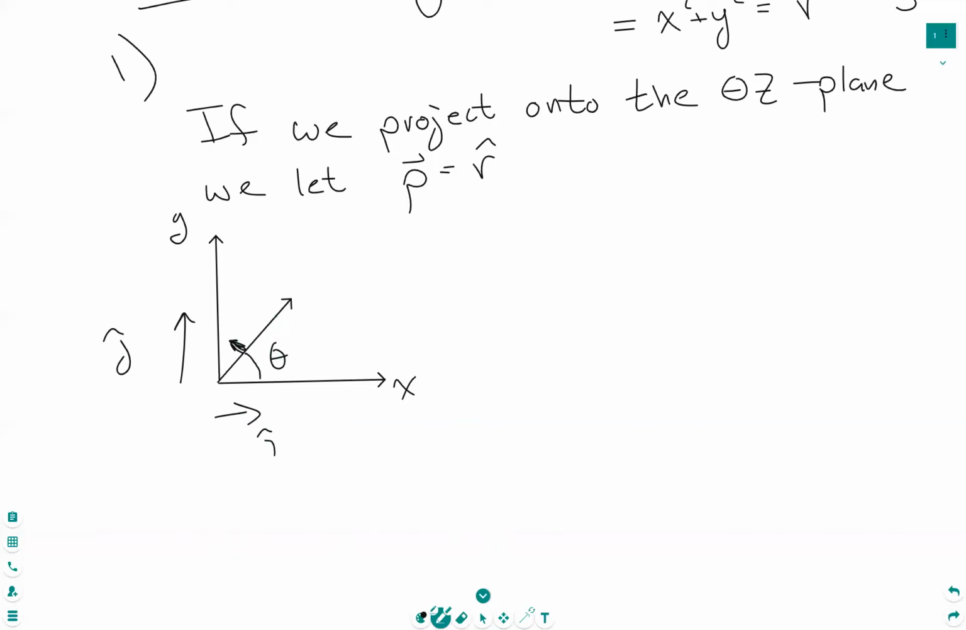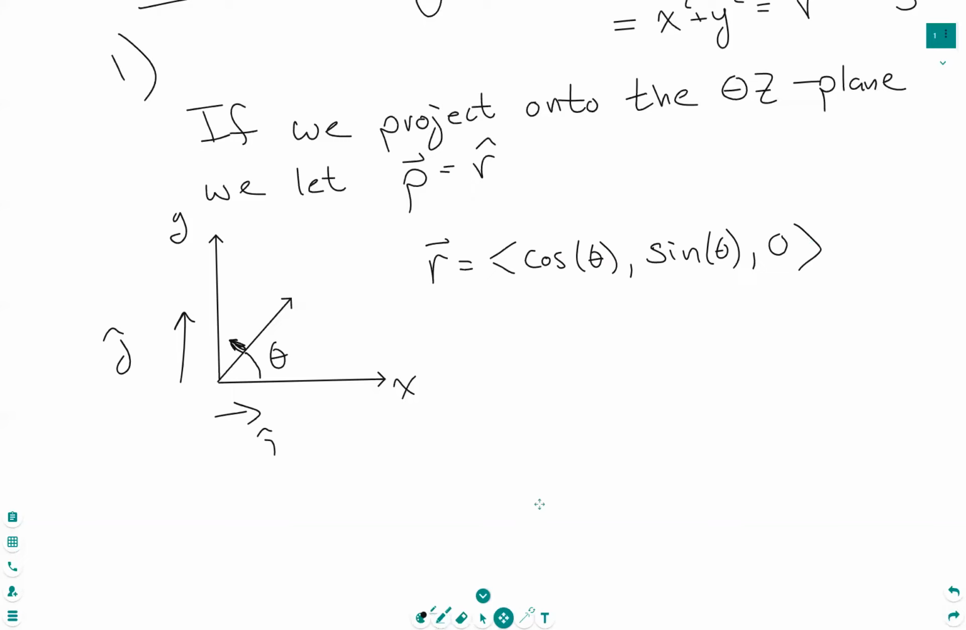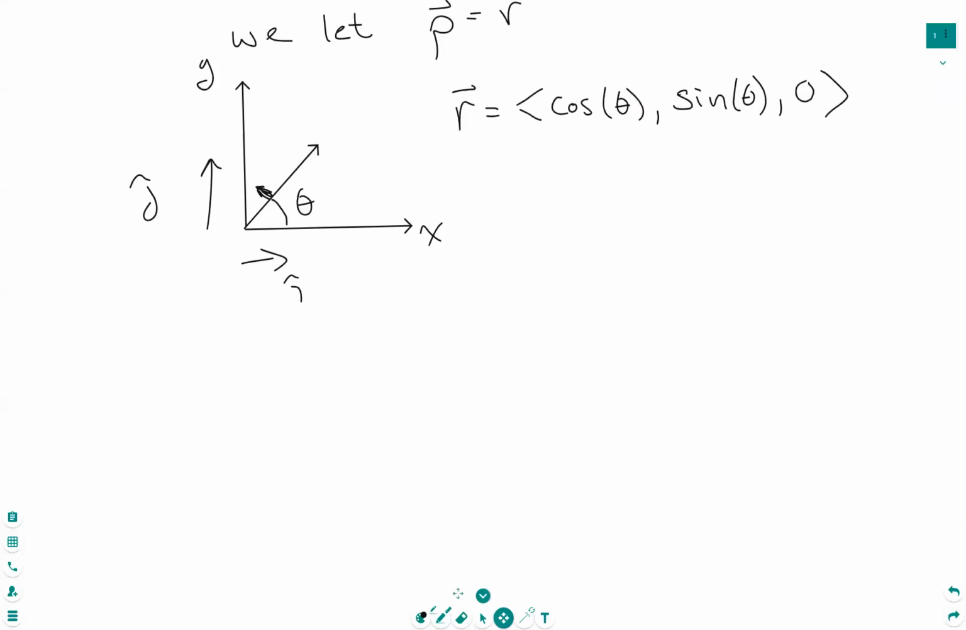Because this is a unit vector, it has an x component of cosine of theta. It has a y component of sine of theta. And it has a z component of 0. And you can check that, in fact, that is a unit vector. Okay.